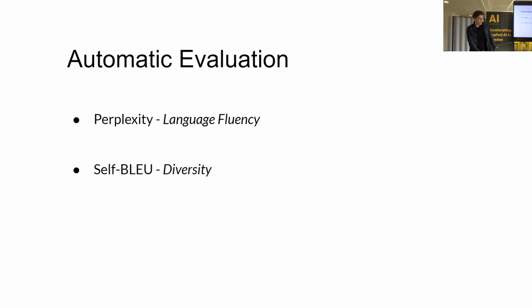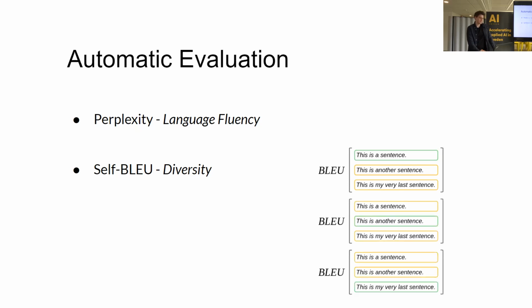Then we have self-BLEU, which is a syntactic diversity metric. To calculate this, if you have a list of generated sentences or texts, you focus on one at a time and use the other texts as references. Then you take the BLEU score of this, and you do this for all of the sentences, focusing on one at a time, using the others as references, to get all these BLEU scores, which are an n-gram-based similarity score. And then you take the mean of those to get your self-BLEU diversity score.